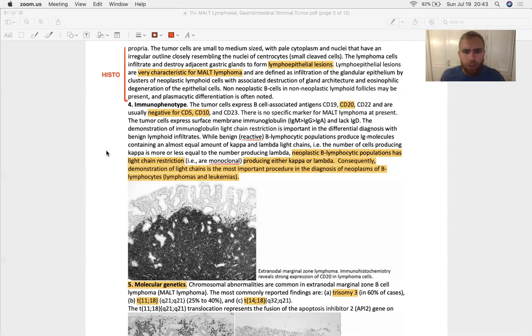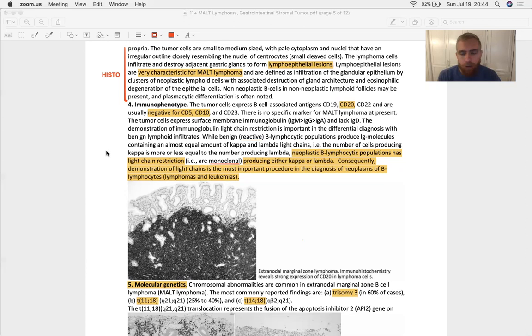Light chain restriction. The demonstration of light chain restriction is important in the differential of benign lymphoid infiltrates. So what is light chain restriction? Well, remember that B cells make antibodies which have light chains and heavy chains. And the light chains have a type and the heavy chains have a type.